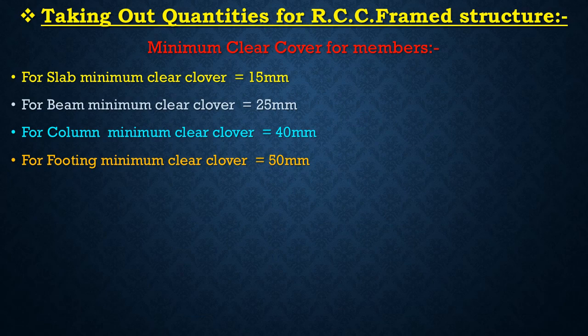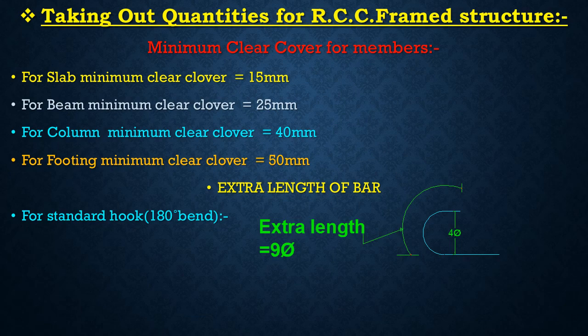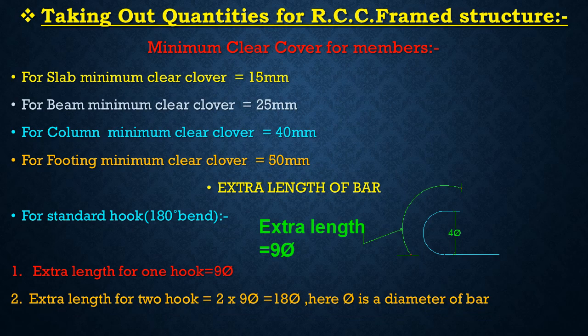And also you can add hooks to the ends of reinforcing bars for anchoring purpose. The length is changed according to the hook type. Then extra length of bar. For standard hook 180 bent, hook length is taken as 9 into φ for one side, where φ is the diameter of a bar. Then extra length of one hook is 9φ and extra length for two hooks is 2 into 9 into φ, which is equal to 18φ. Here φ is the diameter of a bar.